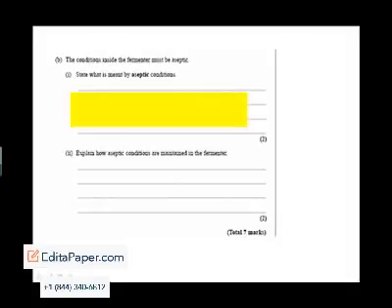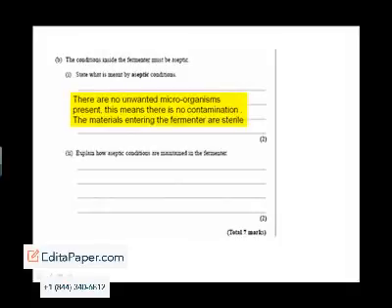We then look at the conditions inside the fermenter and the fact they must be aseptic. We have to state what is meant by aseptic conditions, again 2 marks. Firstly, we need to say there are no unwanted microorganisms present. What will that mean? Well, it will mean there's no contamination. The materials entering the fermenter are sterile.